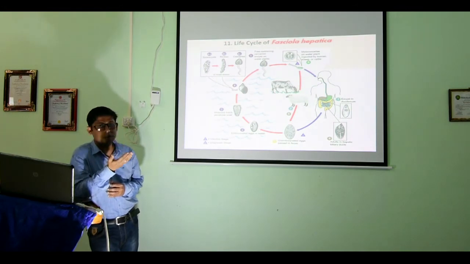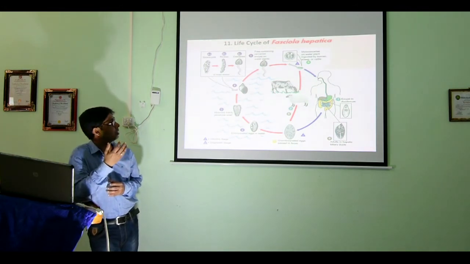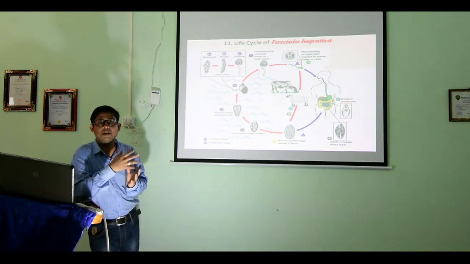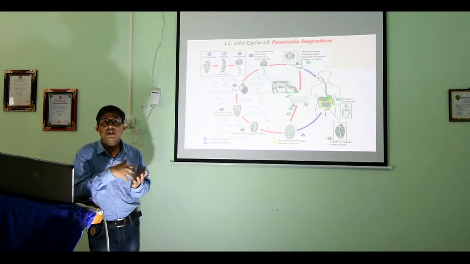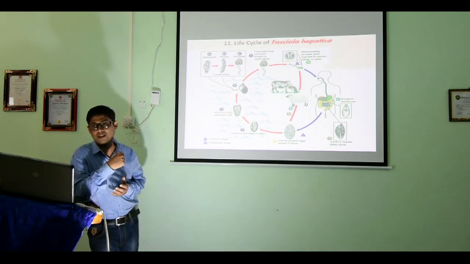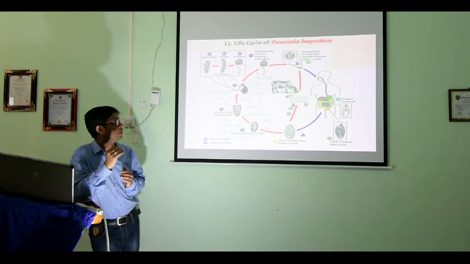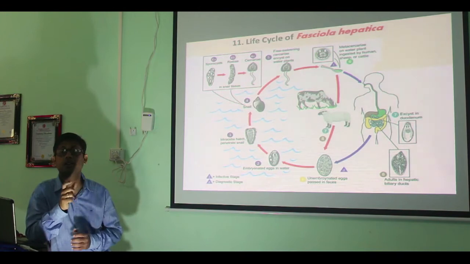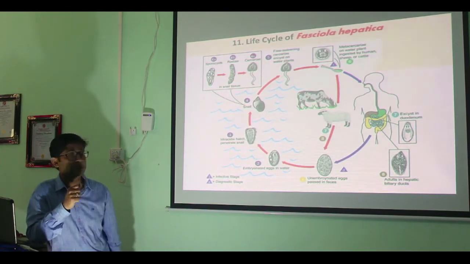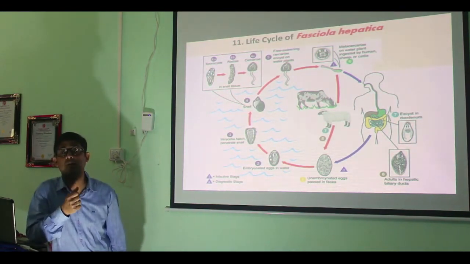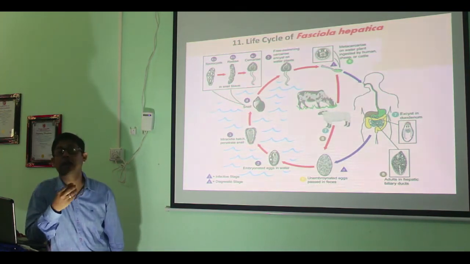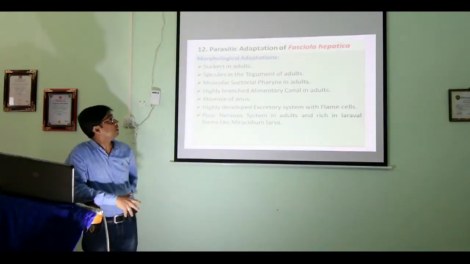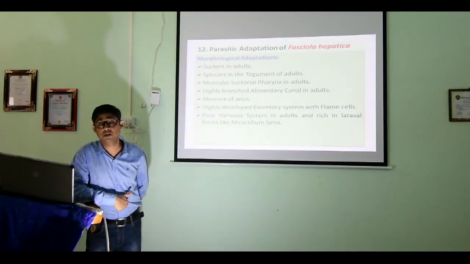So you have seen the different types of larval forms, and you have seen the adult form. These larval forms and the adult form have certain distinctive characters in their body. To facilitate the continuation of their life cycle, they have attained these characters. This attainment of characters is nothing but the adaptation in Fasciola hepatica. So let us know the different parasitic adaptations of Fasciola hepatica.